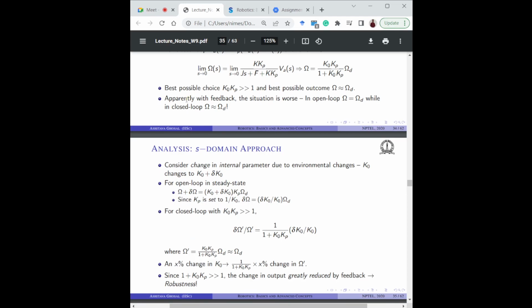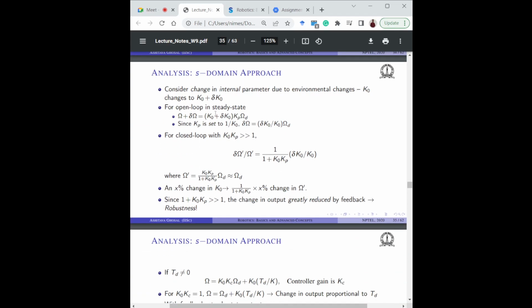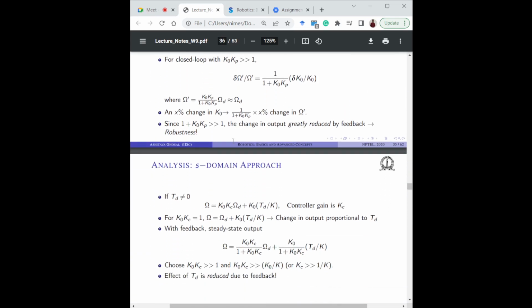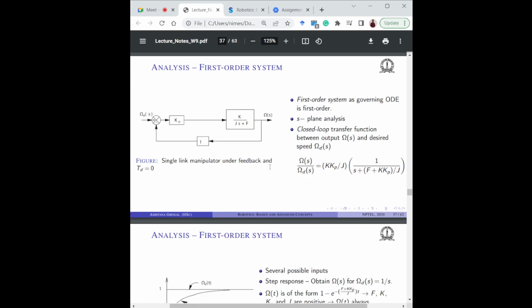Okay, and so this was, I think, for the first order approach. Okay, and yeah, this is the analysis of a first order system. Basically, in its transfer function the denominator is of degree 1.